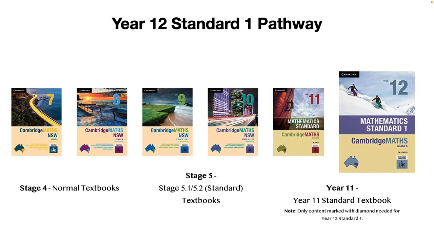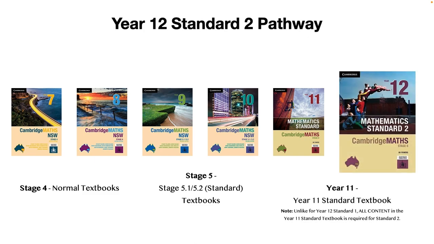Okay, now let's talk about the pathways. The most basic pathway is the year 12 standard 1 pathway. As I said before, in year 7 to 8 everyone uses the same textbook. Then for year 9 to 10, which is stage 5, for the standard 1 and 2 pathways, you should have done the standard textbooks in year 9 and 10. Then for year 11, you do the standard textbook. To do standard 1 in year 12, you only need to do content marked with the diamond symbol in the year 11 textbook.